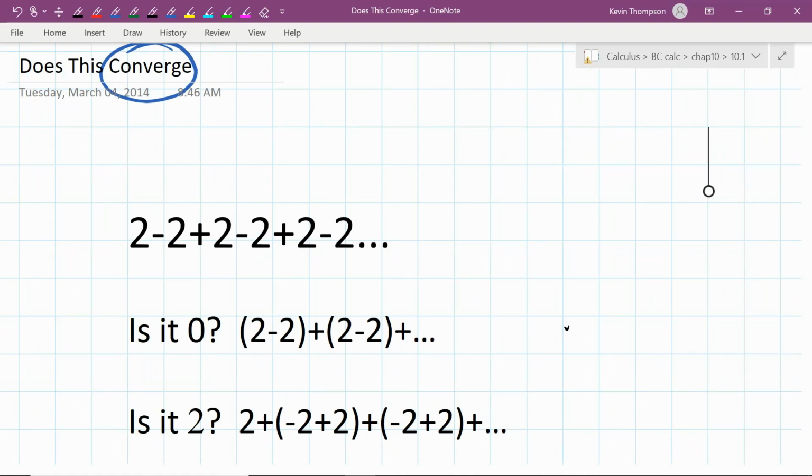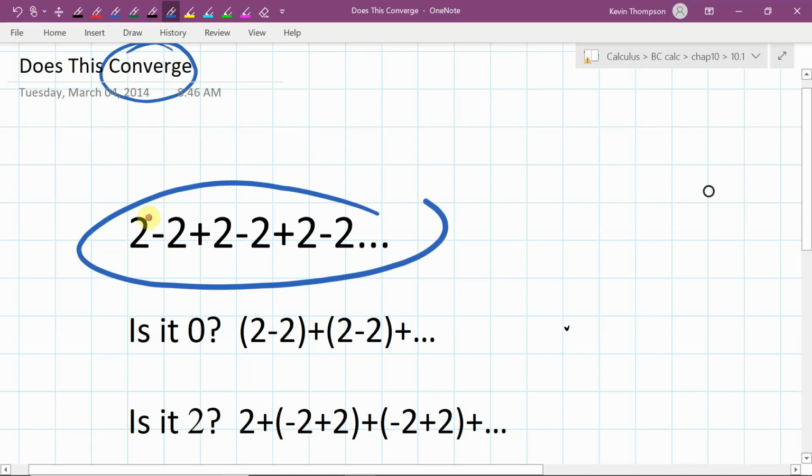Some of you are talking about this. Like there's a different grouping, right? What if I group the second and the third one together, and then the fourth and the fifth? Well, those pieces would be 0, but I'm starting with the number 2. What do you think that says about this series? If a different grouping produces different answers, what do you think that's probably telling us about this series?